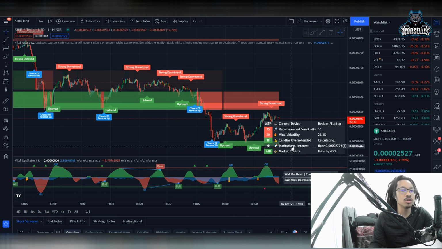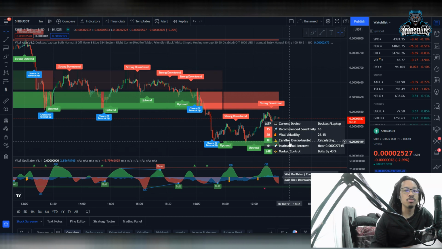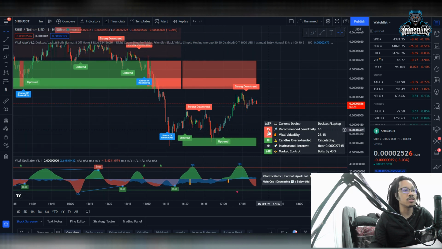1 minute chart, the bulls are only in control by 40%. So short term, the bulls are only controlling 40% of the market. Long term, the bulls are controlling like 80% of the market. So that just shows you everything and puts things into perspective there.